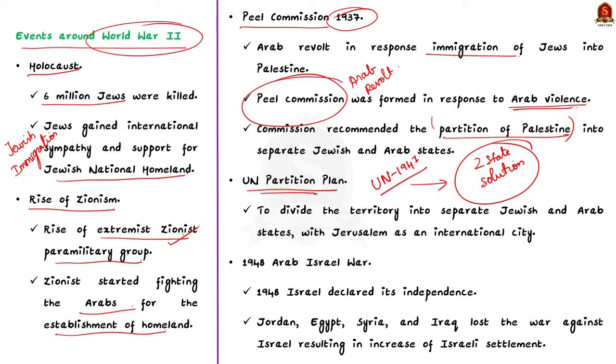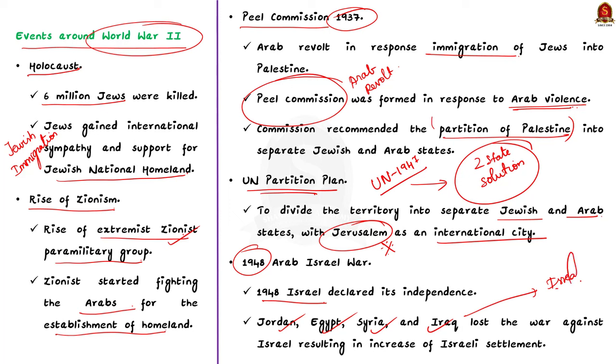The plan aimed to divide the territory into separate Jewish and Arab states, and they made Jerusalem an international city without the control of Israel or Palestine. The Jewish leaders accepted the plan, but Arab leaders rejected it. So in 1948, when Israel declared its independence, the Arab nations, including Jordan, Egypt, Syria, and Iraq, launched a full-scale war against Israel to support the Palestinian Arabs.